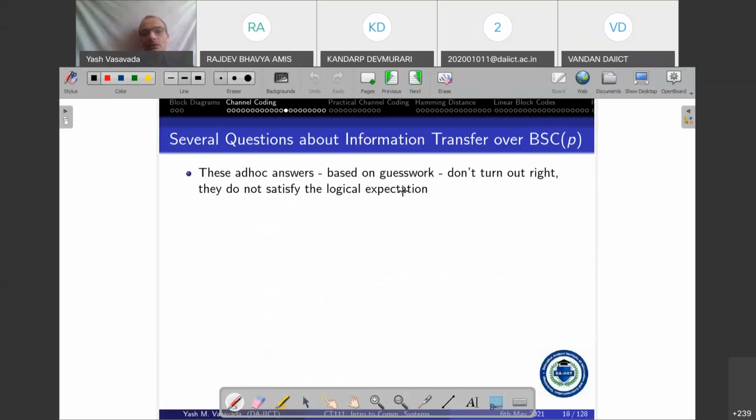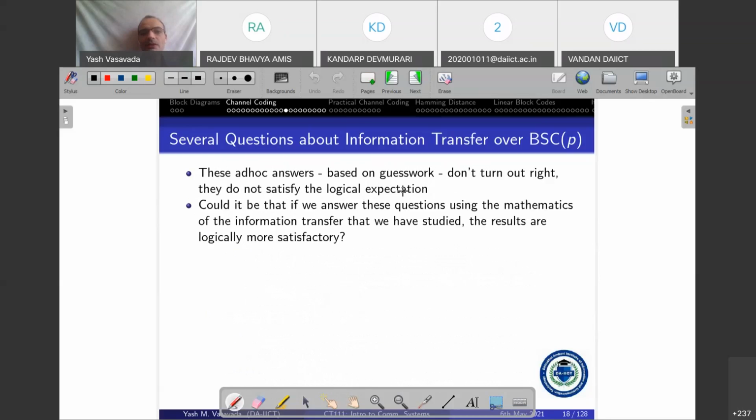So this answer, 900 bits per second, or the information rate becoming 0 when p is equal to 1, those were based on our guesswork. We have seen that they don't come out right. So could it be that if we answer these questions using the math of information transfer that we have studied, the results are more satisfactory? Let us look at that.